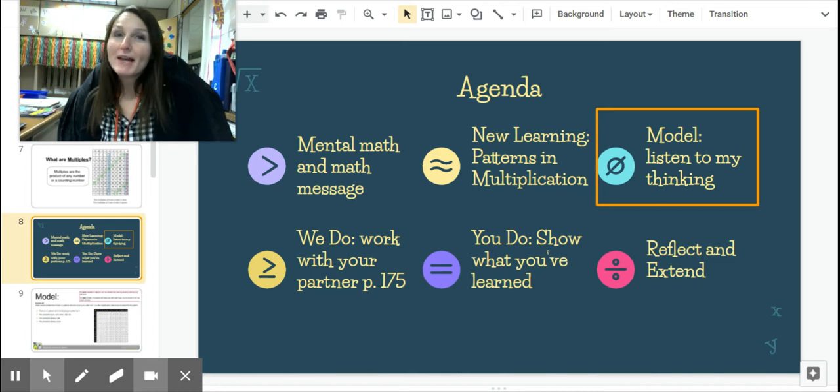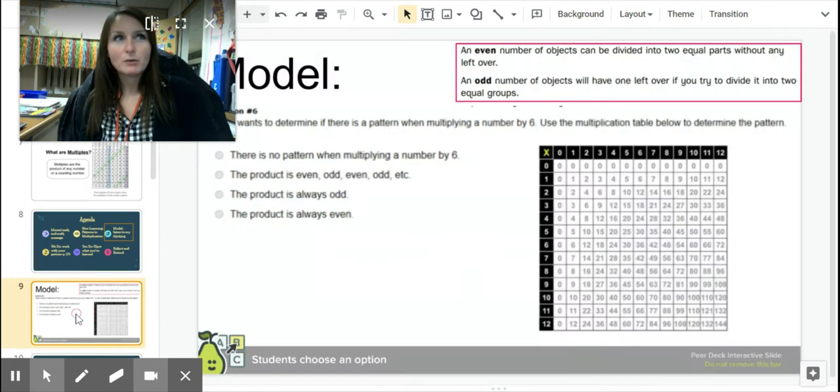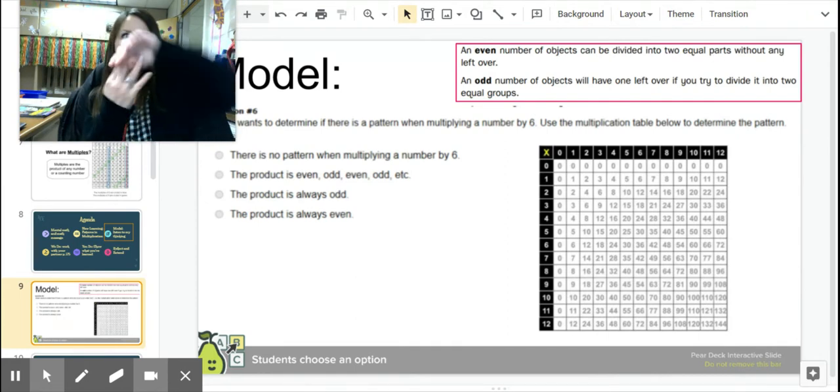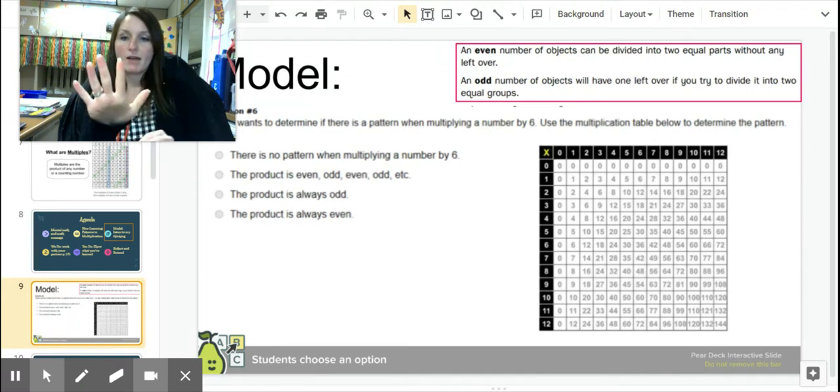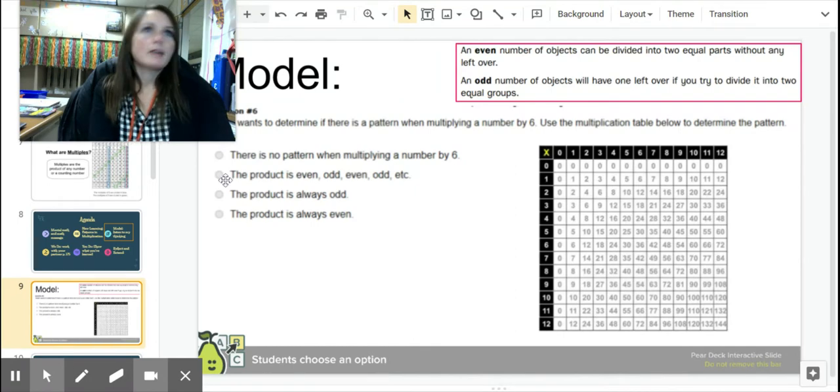All right, so now I'm going to go ahead and model what this looks like on Evaluate. So I have this up here for you to review to remind yourself what an even number is and what an odd number is. So remember, evens, when you divide into two groups, there's not any left over, right? Like 4, right, you have 2 and 2. But when you have, let's say 5, right, you have 2 and 2, and this one's by itself. Okay, so let's look here.